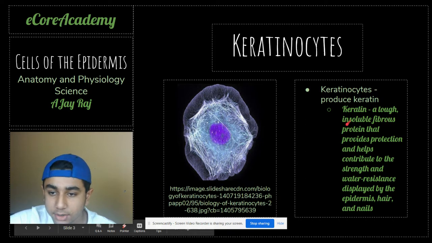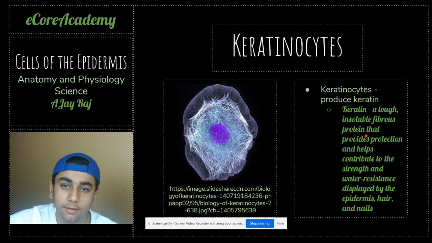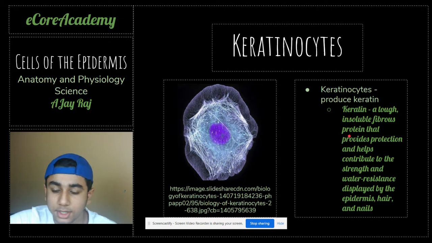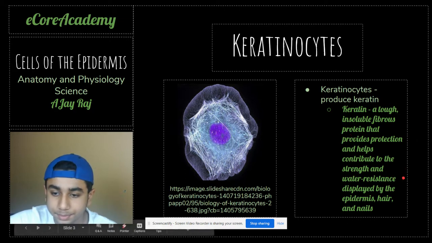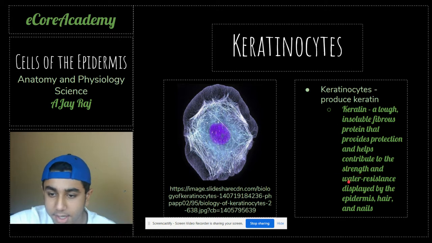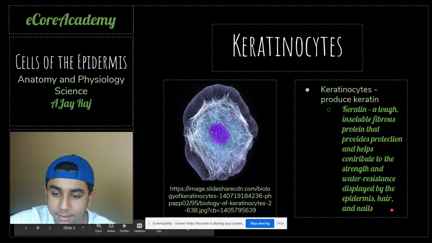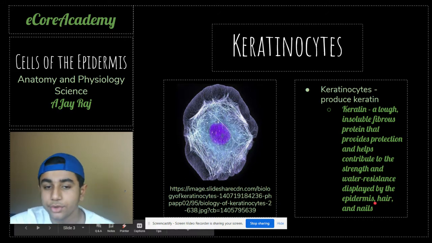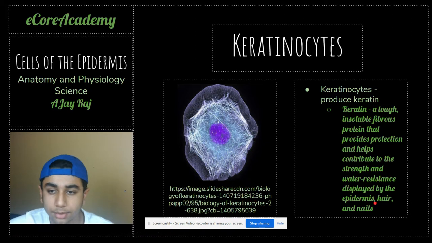So it's important to see here that it's an insoluble fibrous protein. That means it does not allow any solvents to pass through it. So that means it's a very tough and sturdy type of protein, and it's actually an essential protein for the skin. And then later on, you see here it says that it is water resistant. It displays water resistance and it helps invigorate the hair and the nails. So, keratinocytes, in layman's terms, produce keratin.